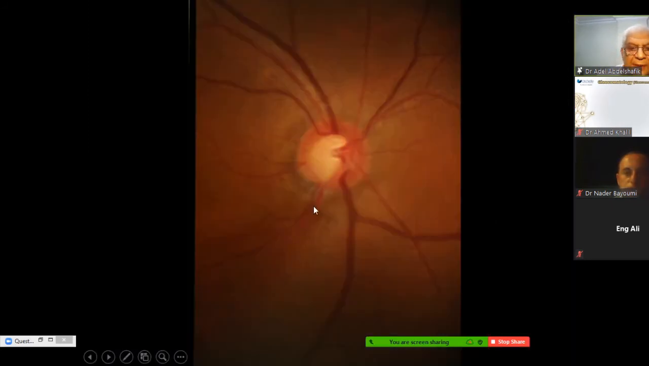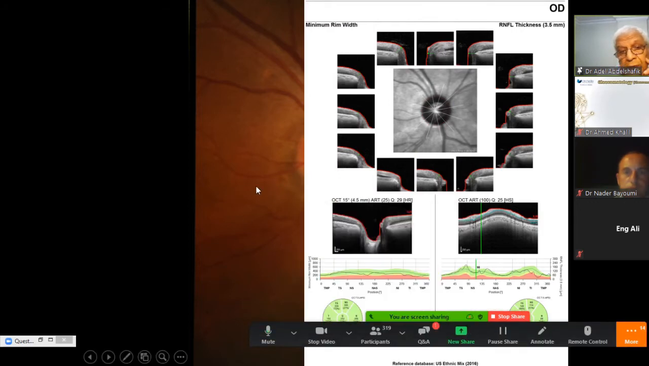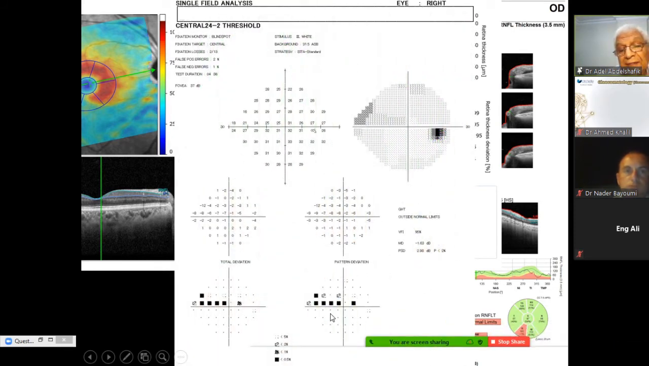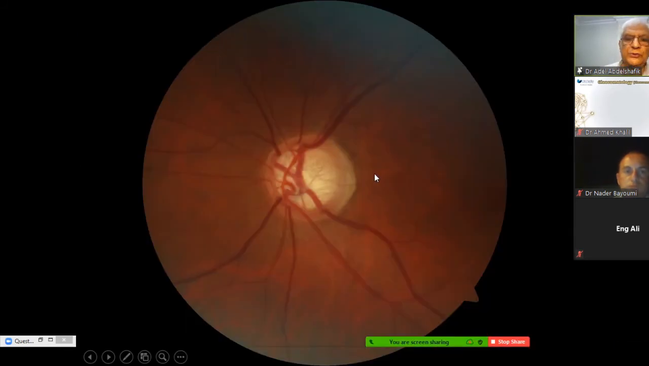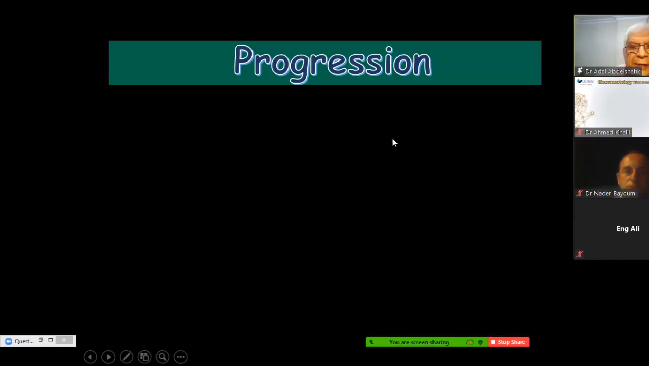Another example, you have some atrophy here, striations here are missing. OCT shows change coinciding with that. Again, in the macula, it's going on, and field changes. Then you are sure of your diagnosis. I can skip that for the sake of time.